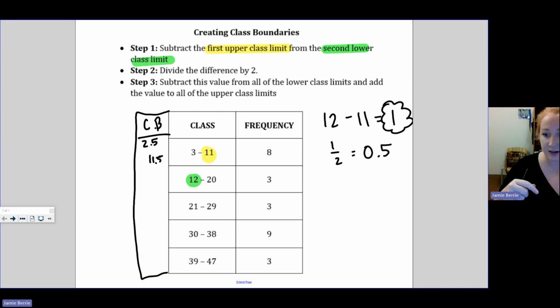So I'm not going to let anything in this class go under 2.5. I'm not going to let anything in this class go over 11.5. Then you're going to do the same thing for each of the following classes. So for the second class, for the lower class limit, you're going to do 12 minus 0.5, so 11.5. You'll notice that it matches the upper class limit of the previous class. Then our upper class limit plus 0.5, so that's 20.5.